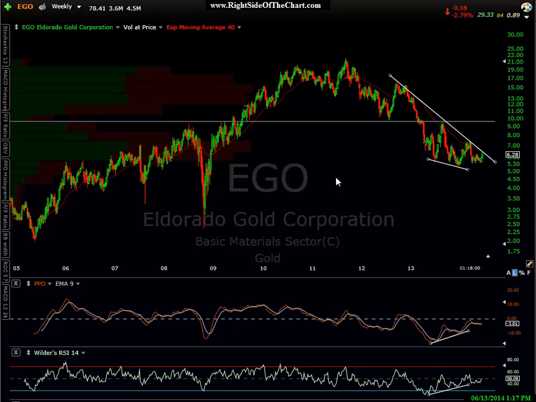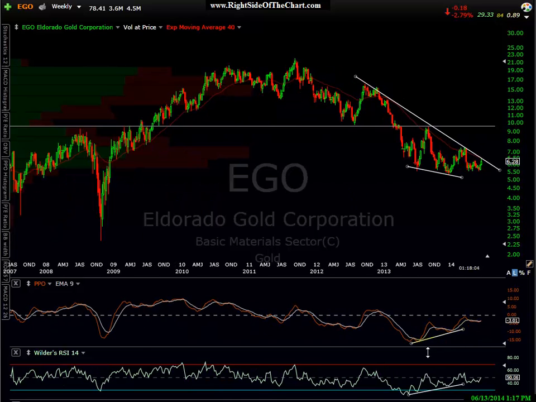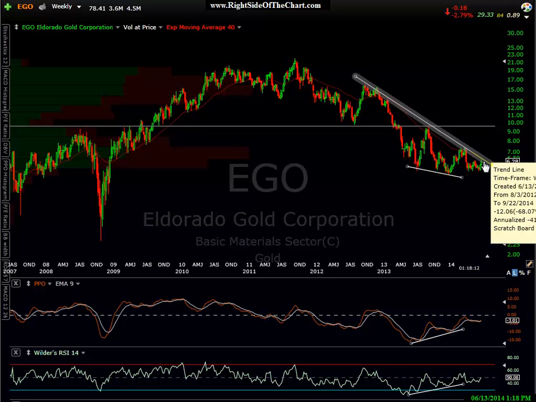This is EGO from a weekly perspective, a 10-year weekly chart. We can zoom in a little bit. Most importantly here on the weekly chart, we have strong positive divergences. It looks like a nice wedge type pattern. This is a downtrend line, the top of the wedge here. So this jives with what I was just talking about on the daily chart.